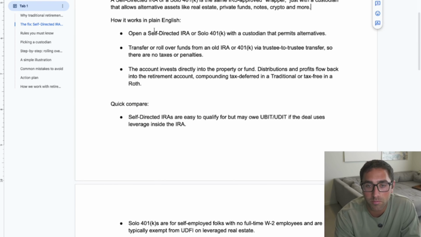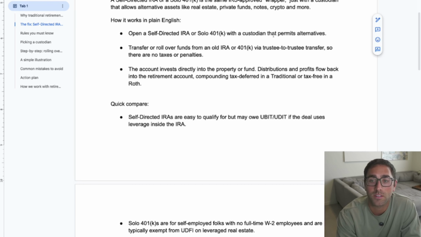So how does it work in plain English? First, you're gonna open a self-directed IRA or solo 401k with a custodian that permits alternatives.